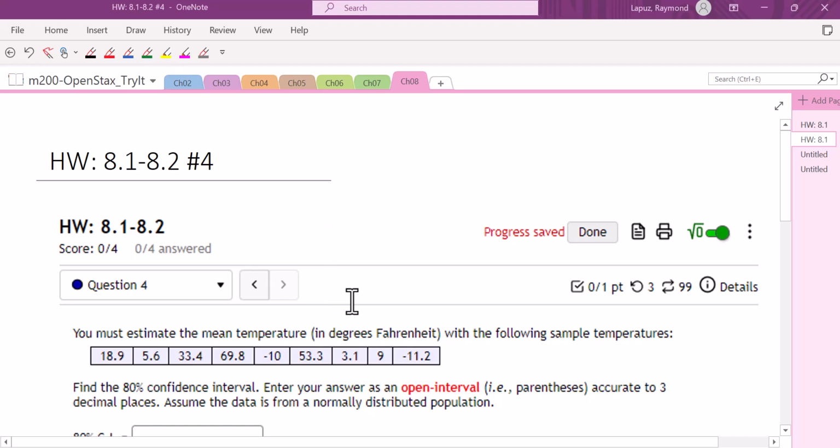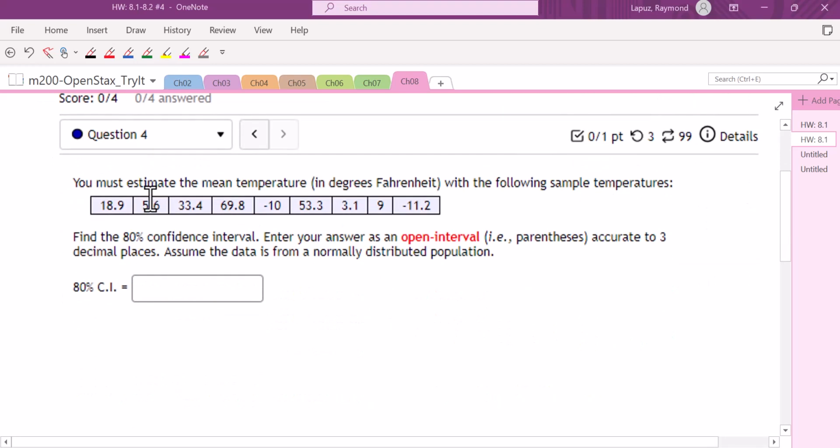My name is Lapuz. In this video, we will take a look at a homework problem from homework 8.1-8.2. This is problem number 4. It says to estimate the mean temperature for the following sample temperatures.